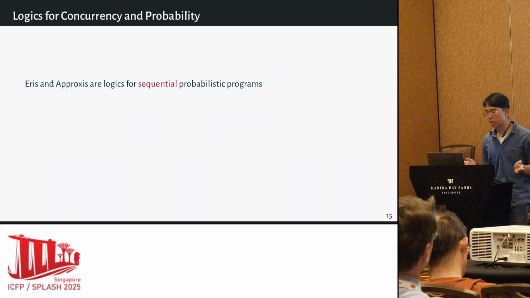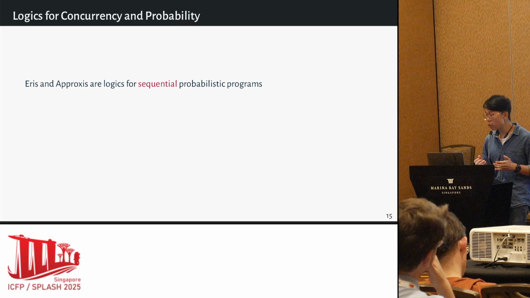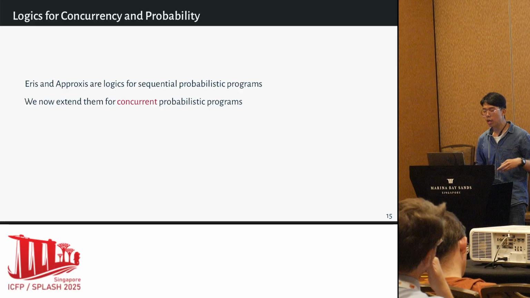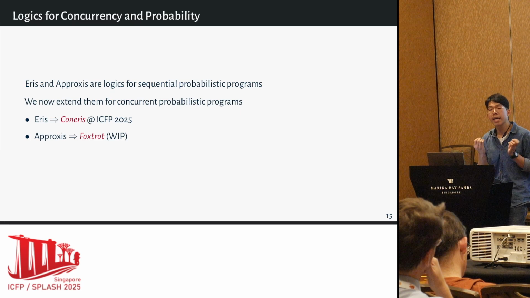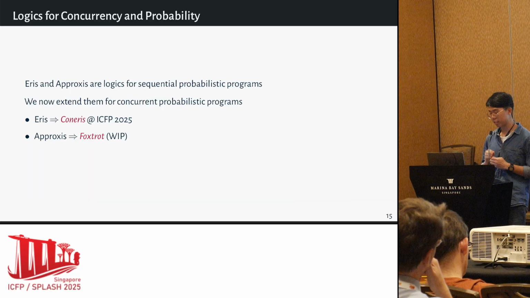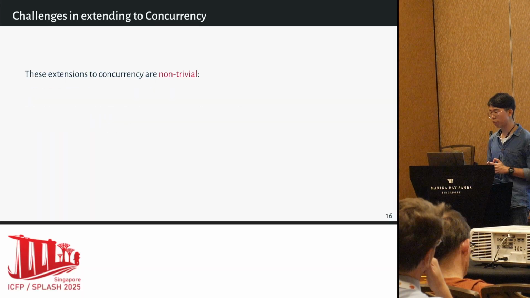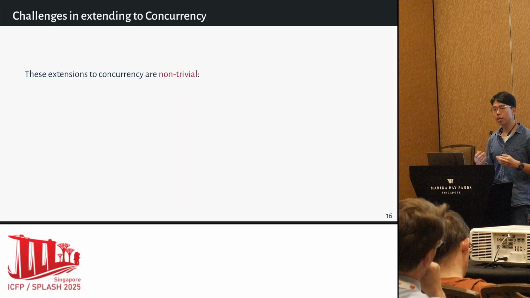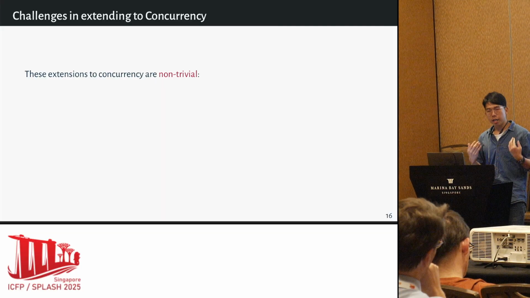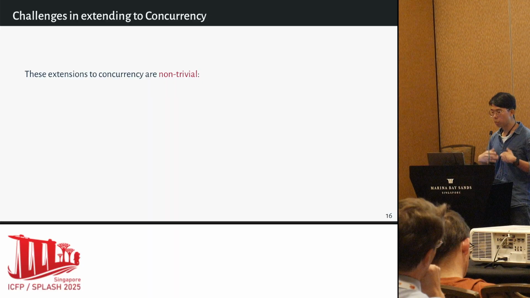Now, Eris and Clutch are logics for sequential probabilistic programs, and currently I am extending these to reason about concurrency as well. Currently, colleagues and I have developed the logics Coneris and Foxtrot, which are the concurrent counterparts of Eris and Clutch respectively. One must emphasize that this extension is highly non-trivial. Reasoning about concurrency is difficult, reasoning about probability is also difficult, and reasoning about the combination of them is pretty challenging. And here I want to highlight some issues that we encountered when developing these logics.